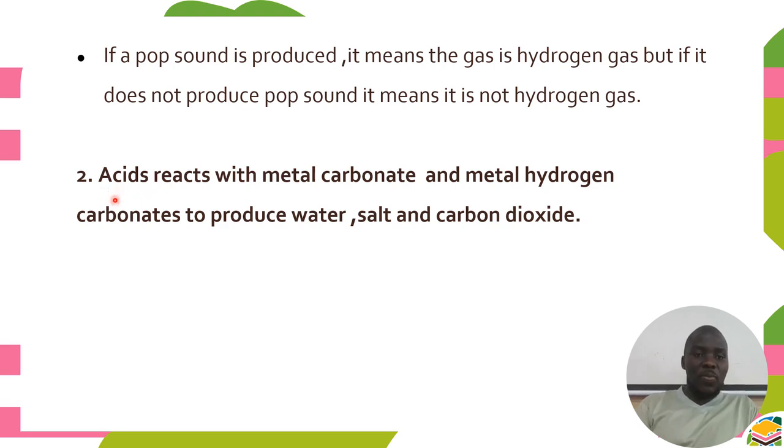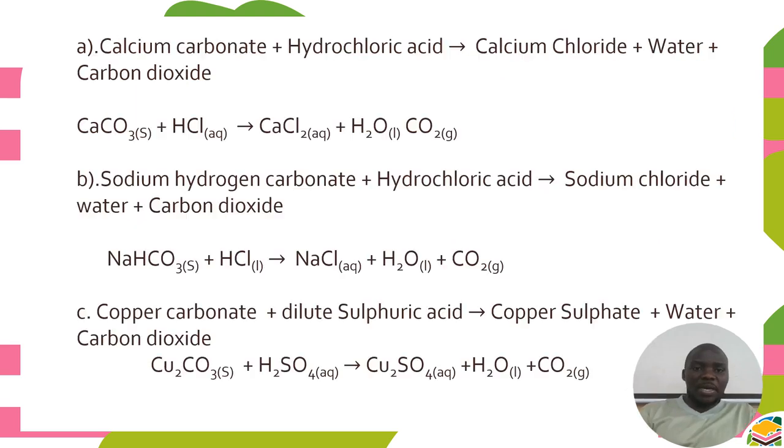Then the second chemical property of acids. They react with metal carbonate or metal hydrogen carbonate to produce water, salt, and carbon dioxide. So we can also have some equations to illustrate the reaction of an acid with a metal carbonate or metal hydrogen carbonate. So the first one, we have calcium carbonate reacting with hydrochloric acid. It will produce a salt, which is calcium chloride, then water as well as carbon dioxide.